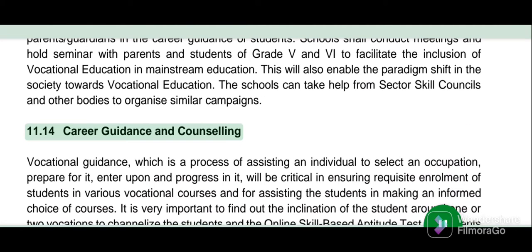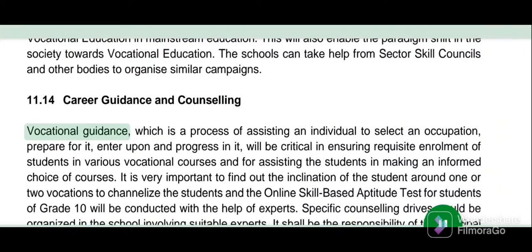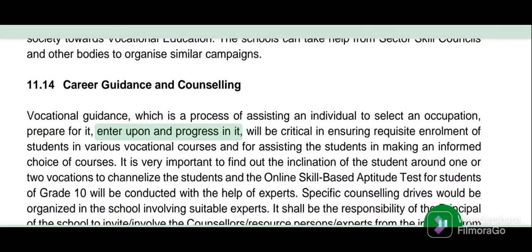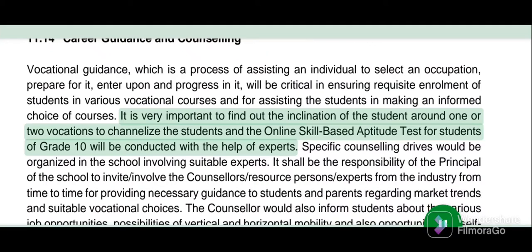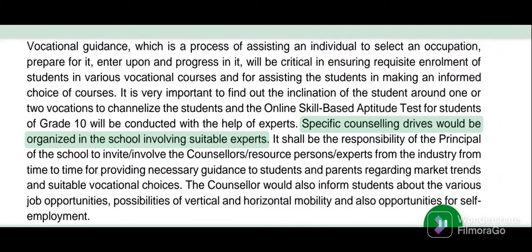11.14 Career Guidance and Counseling. Vocational guidance, which is a process of assisting an individual to select an occupation, prepare for it, enter upon and progress in it, will be critical in ensuring requisite enrollment of students in various vocational courses and for assisting the students in making an informed choice of courses. It is very important to find out the inclination of the student around one or two vocations to channelize the students, and the online skill-based aptitude test for students of grade 10 will be conducted with the help of experts. Specific counseling drives would be organized in the school involving suitable experts.